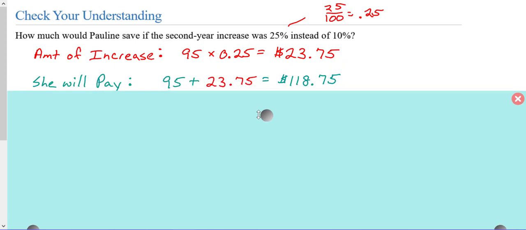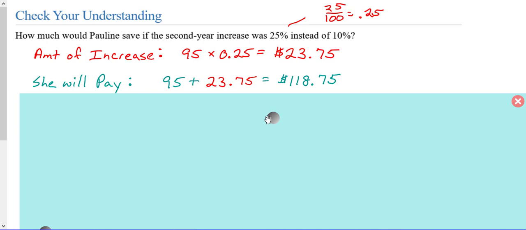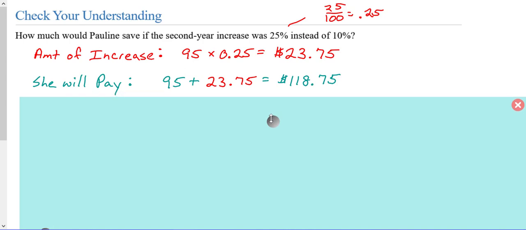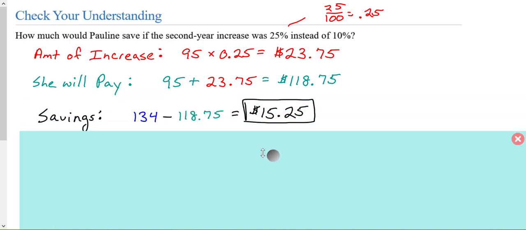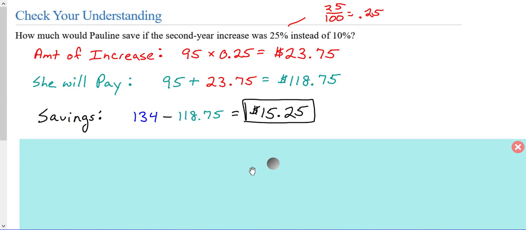Add that back into the original $95, and her amount would now be $118.75. Subtract it from her original $134, and her savings would be $15.25. So even if her increase was 25% instead of the 10% she originally thought, she would still be saving money. So it makes more sense for her to combine the services.